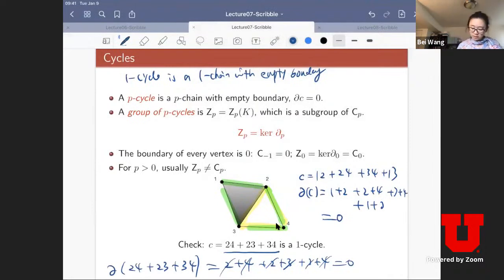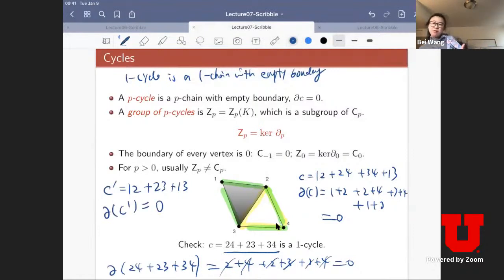Okay. Let's do one more. C prime is equal to 1, 2 plus 2, 3 plus 1, 3. Is this a cycle? Yeah. Okay, right? Again, because if I take the boundary it is equal to 0, because every single vertex showed up twice. Okay, now you know the cycle.